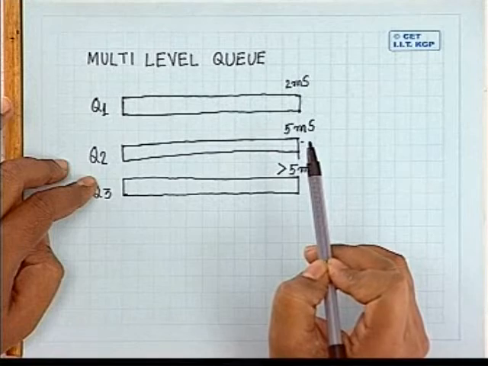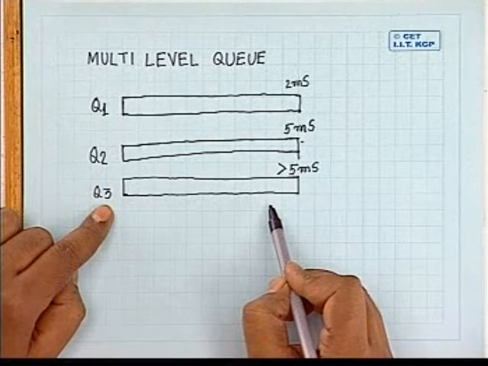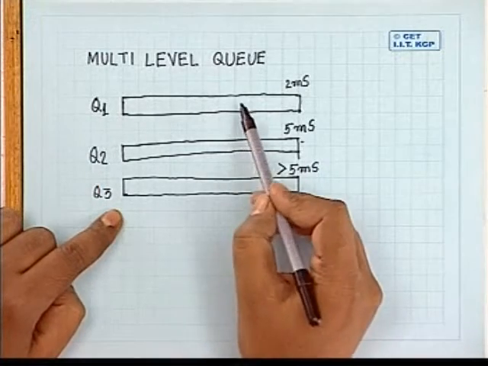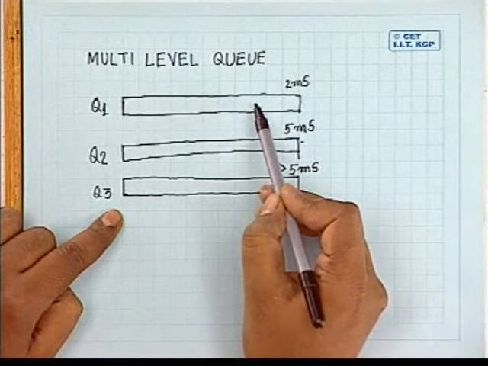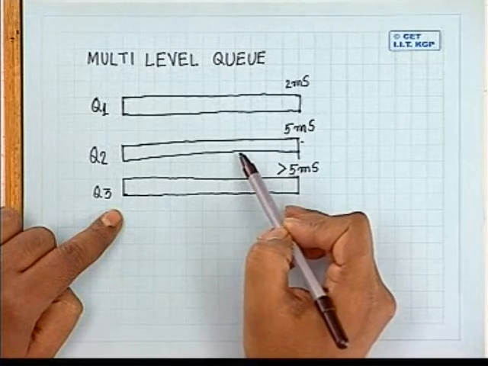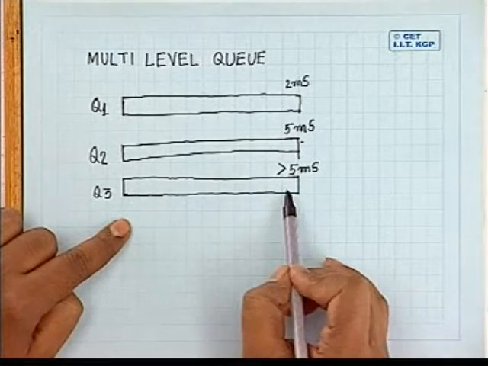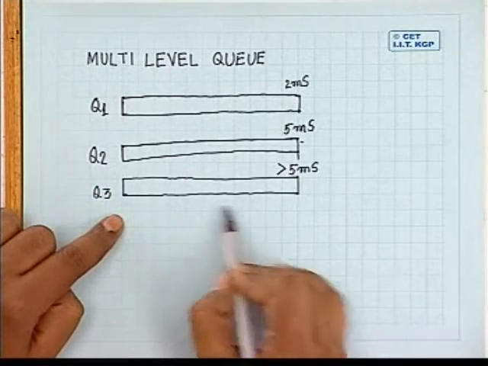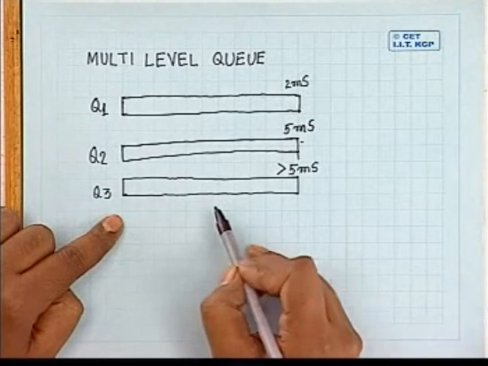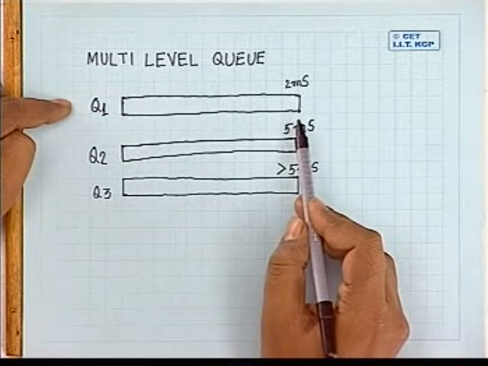Similarly, when I come to queue number 3, I will ensure that the jobs in queue number 1 and queue number 2 are complete, that means both are empty. Only in that case I'll take up a job from queue number 3 for execution. So the jobs in queue number 3 will have the least priority. Jobs in queue number 1 will have the highest priority.